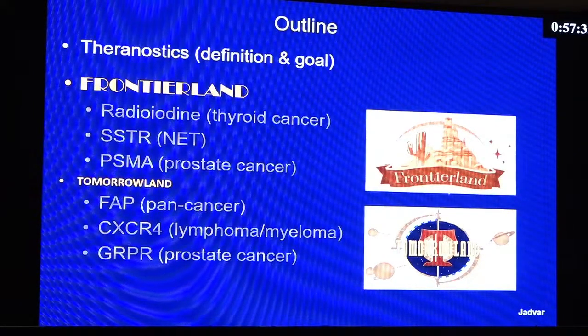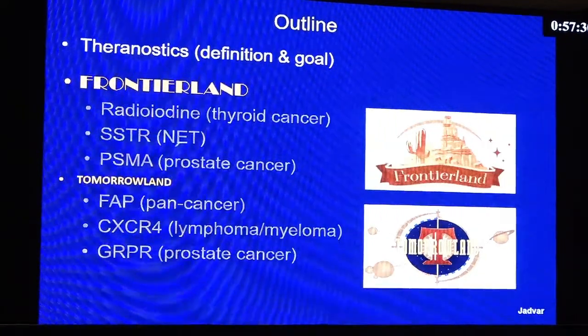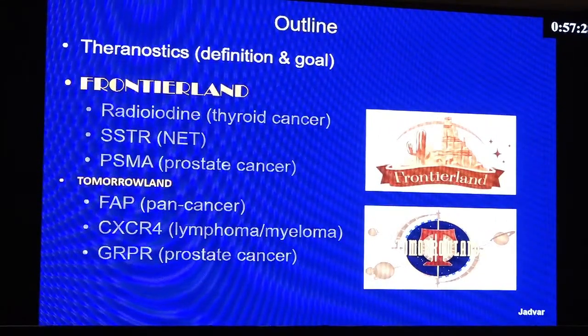There are 2 theme parks in Disneyland. One is called Frontierland, and under that I'm going to talk about some of the molecular targets that we have been using or are using in nuclear medicine. And then under the theme park of Tomorrowland, some of the other biological targets that we may be using in the near future.